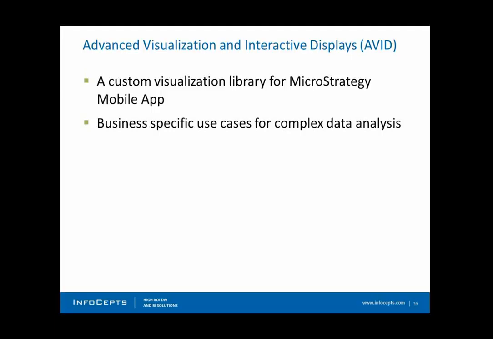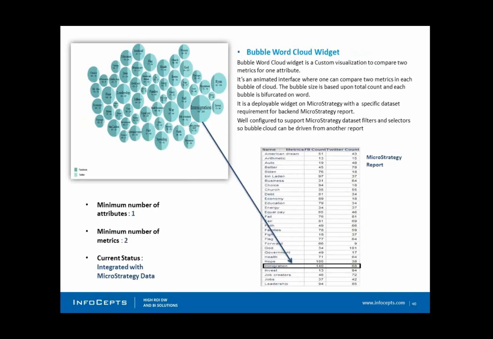Again, this is a bubble word cloud. It's a custom visualization to compare two metrics for one attribute. It provides a much more animated interface where one can compare two metrics in each bubble of the cloud. So the whole cloud shows you the total weight, but then the cloud is bifurcated by the specific metrics that you want to measure.